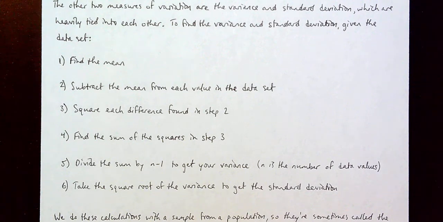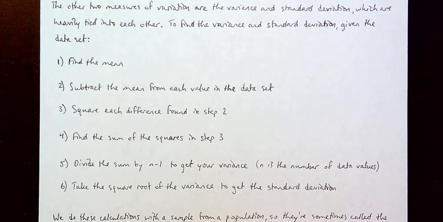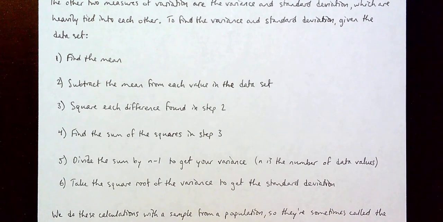In step 4, you're going to find the sum of the squares that you found in step 3. Once you have that sum, you are going to divide it by n minus 1, where n is the number of data values that you had. So you're going to divide the sum by 1 less than the number of data values. And the number that you get is your variance.